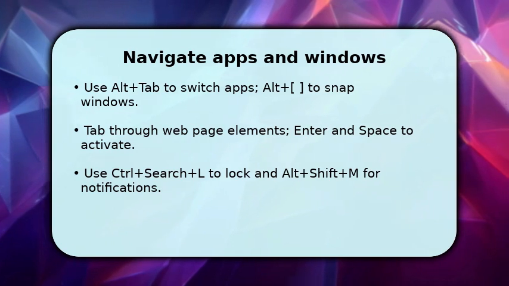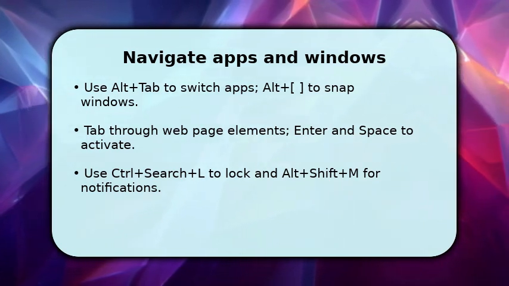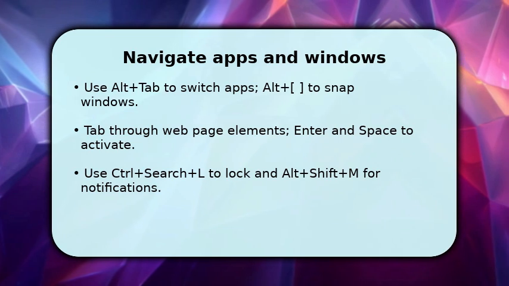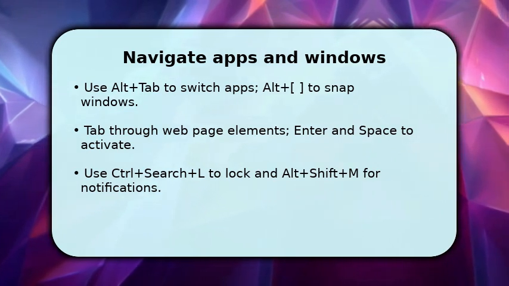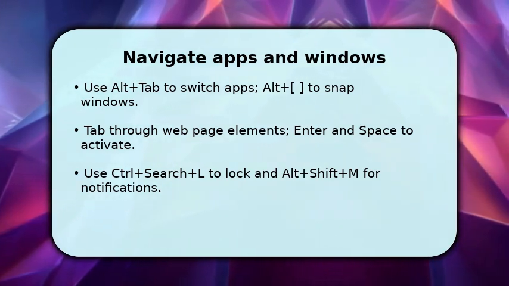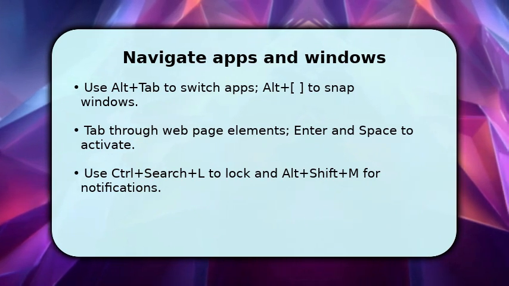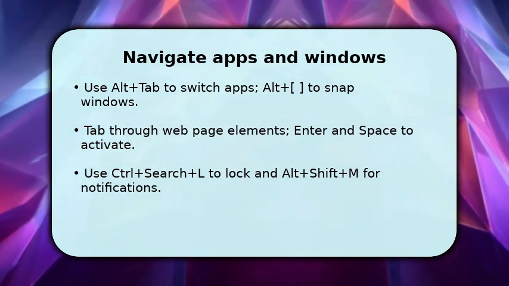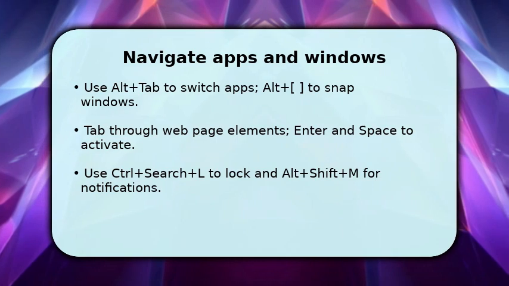In Chrome, press Tab to jump between links and form fields, then Enter to open or space to toggle checkboxes. Use Shift plus Tab to go backwards. For menus, press Alt to access the top bar and Control plus Search plus L to lock the screen. Practice these combos to build muscle memory and speed.